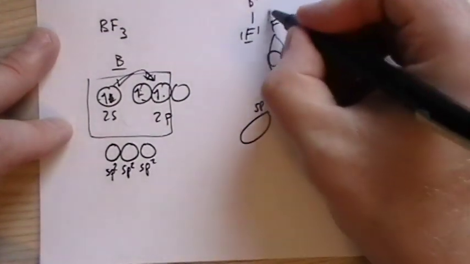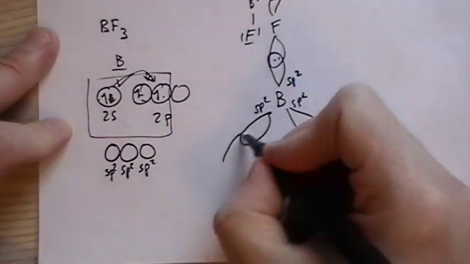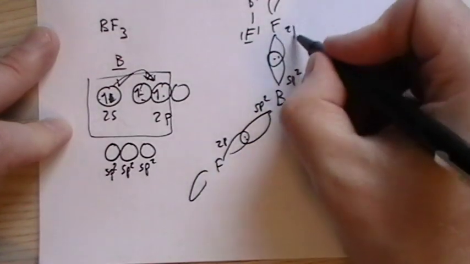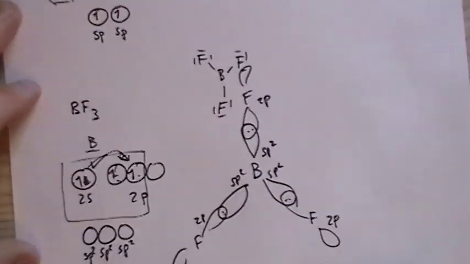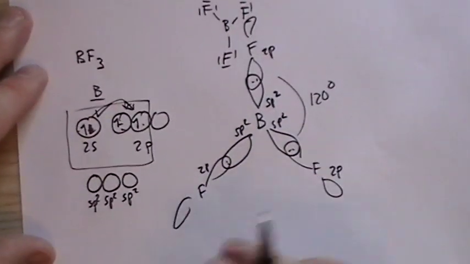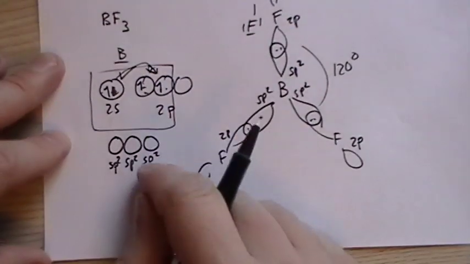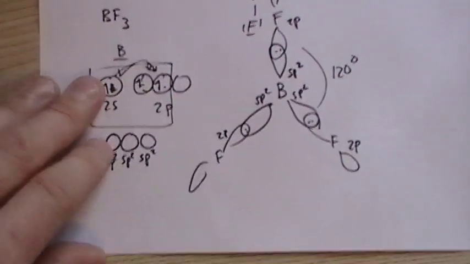We have the fluorines above here, and the fluorines are 2p's. Then we draw the bonds, and that's as far as you go. You can always put in the 120 degrees, that kind of thing. But that's it. So you need to show the promotion of the electrons, the hybridization, and then show the bonding scheme.